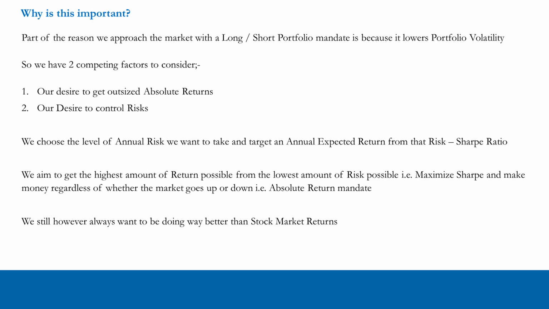Okay. We choose the level of annual risk that we want to take, and we target an annual expected return from that risk. That is Sharpe ratio. We aim to get the highest amount of return possible from the lowest amount of risk possible, so as to maximize the Sharpe ratio and make money regardless of whether the market goes up or down. So we still have the absolute return mandate.